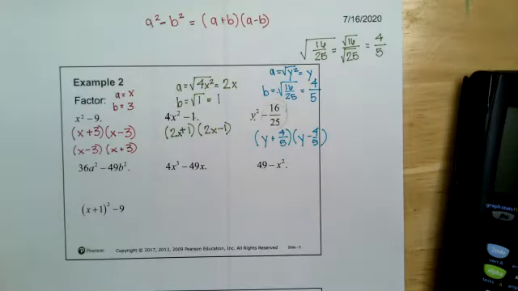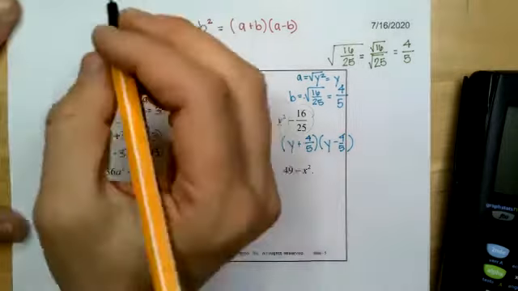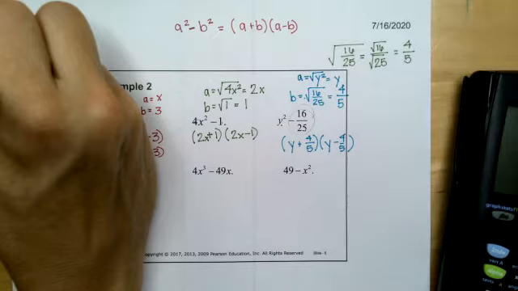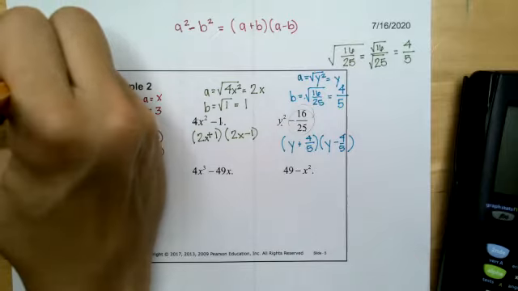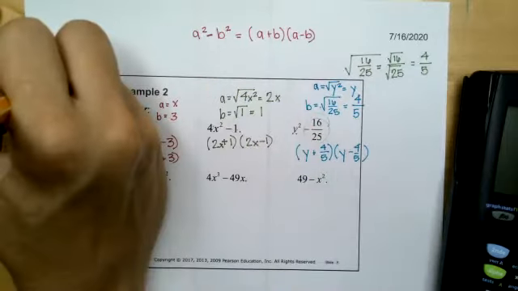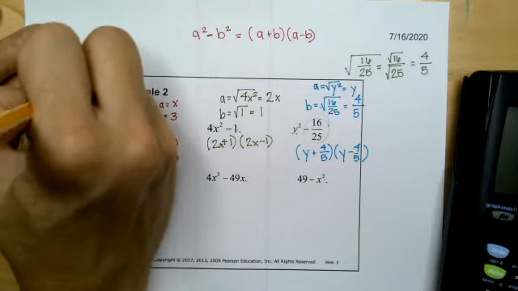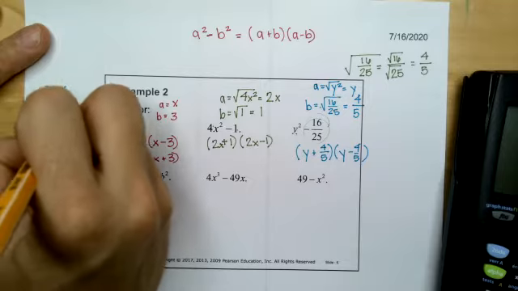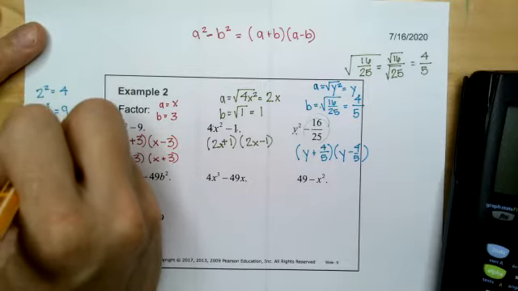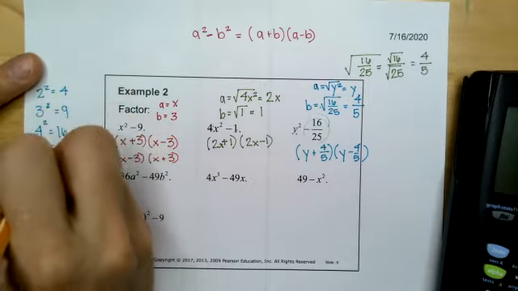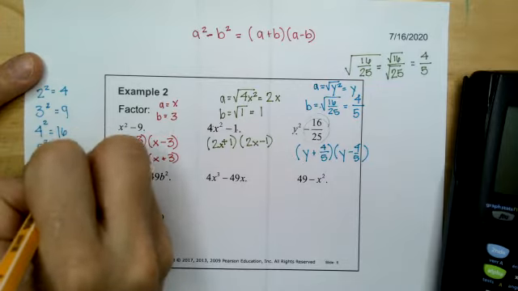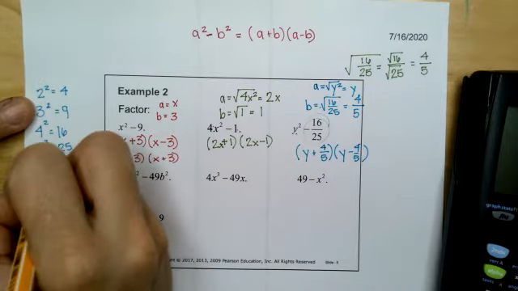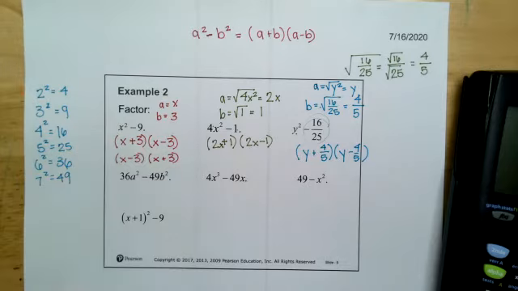All right. 36a squared minus 49b squared. Again, it's helpful to just Google perfect squares. The square of 2 is 4. The square of 3 is 9. The square of 4 is 16. The square of 5 is 25. 6 is 36. 7 is 49.